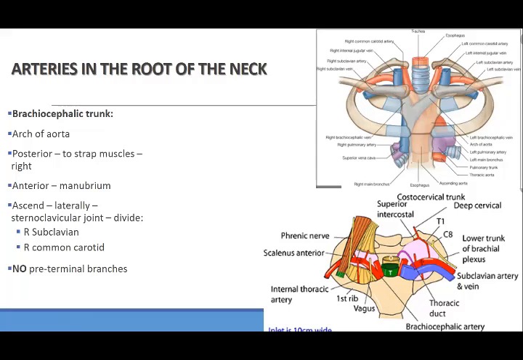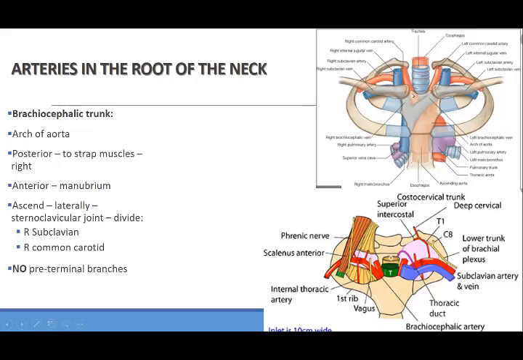And I hope you also appreciate that this is the brachiocephalic artery. This is what I am showing you. This is lying behind the manubrium sterni. This is the manubrium. So the brachiocephalic artery is lying posterior to the manubrium sterni. In other words, the manubrium is lying anterior to the brachiocephalic artery.